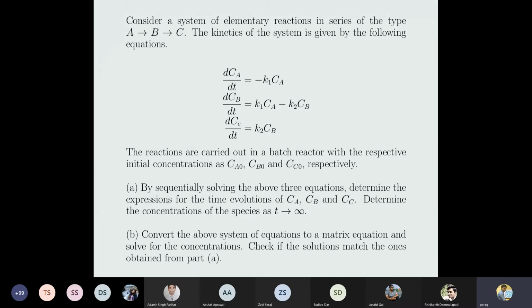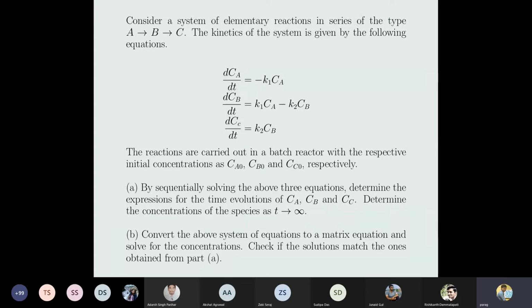The kinetics of the system is given by the following equations. I'm already giving you the model equations. You don't need to derive them. I expect chemical engineering students to be able to derive these equations. The reactions are carried out in a batch reactor.